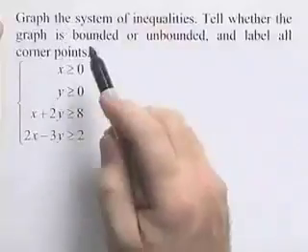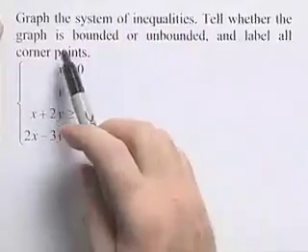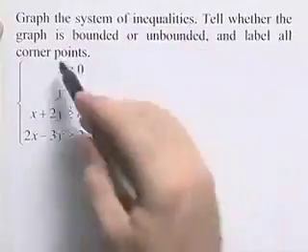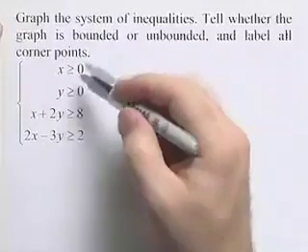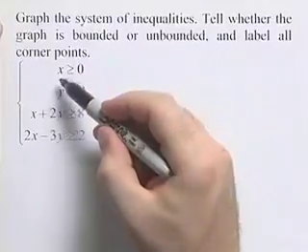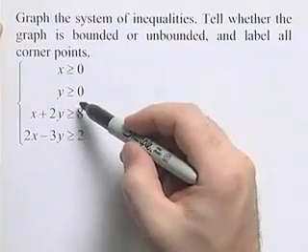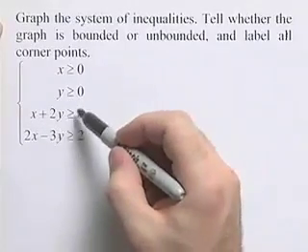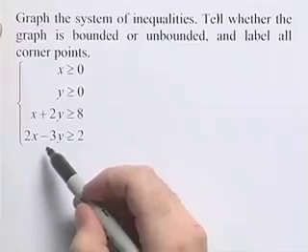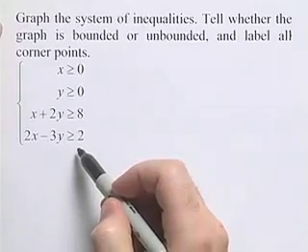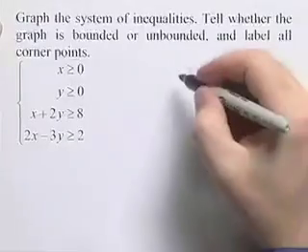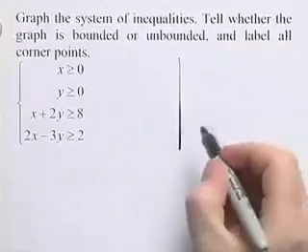For this problem, we're going to graph a system of inequalities. We want to graph this system of inequalities, then we're going to tell whether the graph is bounded or unbounded, and we'll label all the corner points on our graph. We have four inequalities in our system: x greater than or equal to 0, y greater than or equal to 0, x plus 2y is greater than or equal to 8, 2x minus 3y is greater than or equal to 2. Because we're going to graph this, we're going to go ahead and make a grid off to the side.